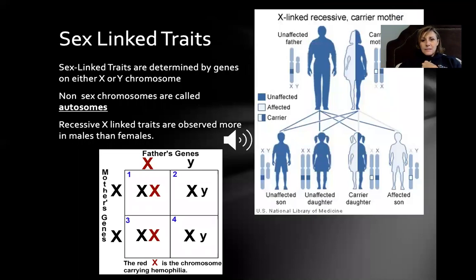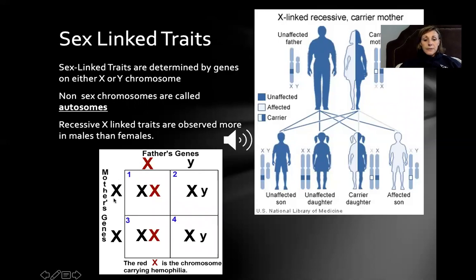All right, I think this is the last slide. It might be one more, but sex-linked traits are determined by the X and the Y chromosome, those sex chromosomes. Non-sex chromosomes are called autosomes. They're body cells. Recessive X-linked traits are observed more in males than in females, sorry. Hemophilia is a sex-linked trait, and basically your blood doesn't clot correctly. One of the genes is mutated, and it doesn't have a clotting factor, and that's carried on your X chromosome.